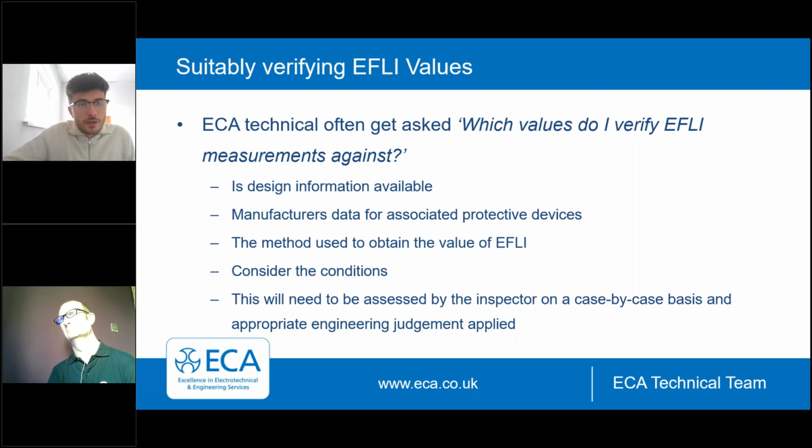So revisiting this question now. So recapping that, which values do I verify earth fault loop impedance measurements against? Now, we need to achieve compliance with BS7671. We need to confirm that our circuit disconnects. So that's our number one thing that we need to consider. Now, we may look at, is the design information available? If there's design information available, that's going to give you predicted values of earth fault loop impedance. So based on the design that was carried out, it would give you a predicted value of earth fault loop impedance. Now that's pretty useful because then you can compare, has that turned out as the designer intended?